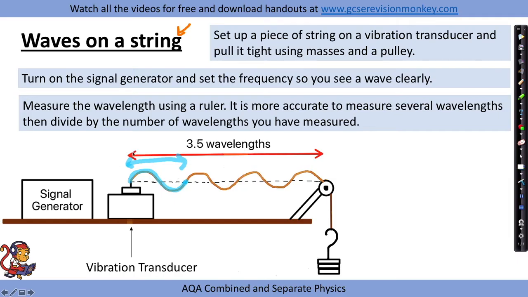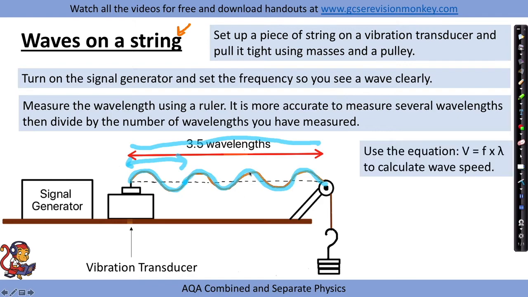So for example, we could measure the complete distance from here to here using a ruler and work out how many wavelengths that is. So we've got 1, 2, 3 and a half wavelengths. So if we divide by 3.5 wavelengths, that will give us a much more accurate measurement of one wavelength. We then use the equation v equals f lambda to calculate wave speed. So wave speed equals the frequency, which you get from the signal generator because you've set that yourself. So let's say, for example, it could be 20 hertz. And then you would multiply that by the length of one wave to calculate wave speed.